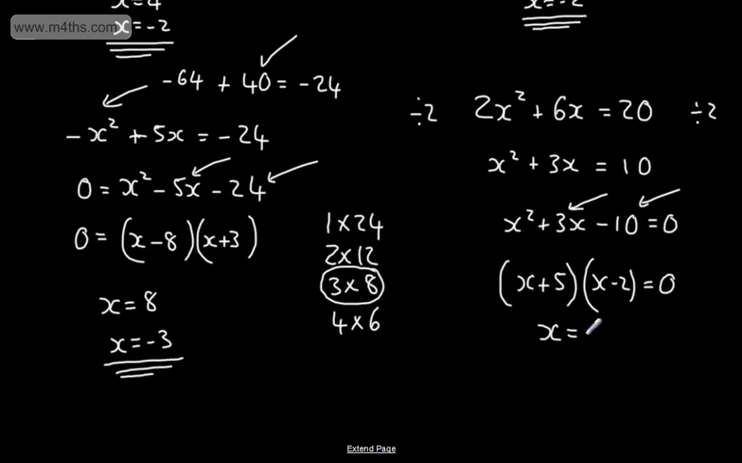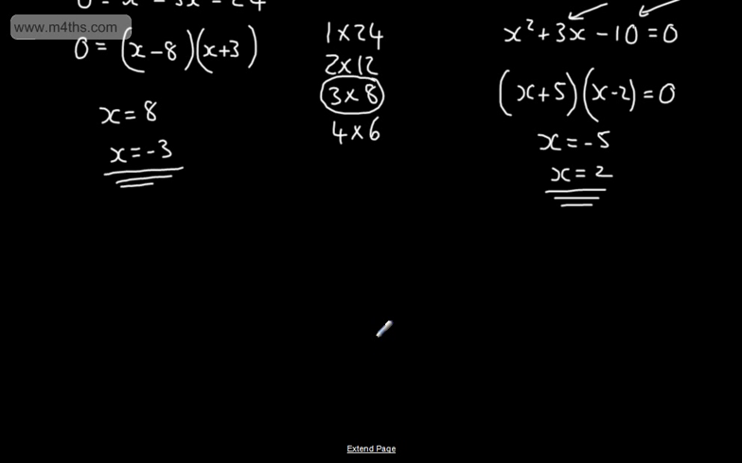X would be equal to negative 5, we've got x equal to 2. So nice and straightforward. All we've done is rearrange and then found those two numbers. We'll look at another one.